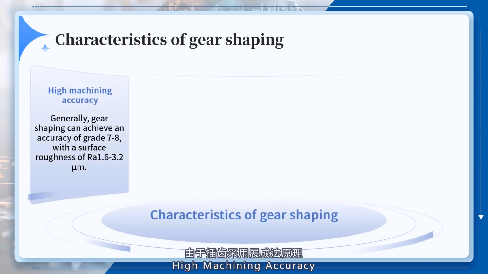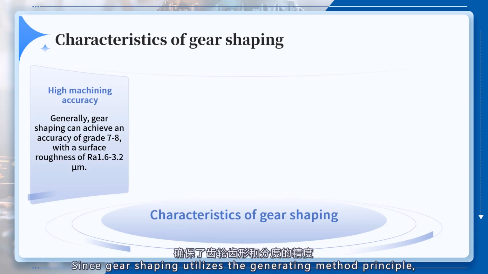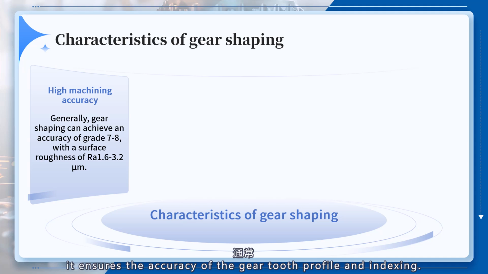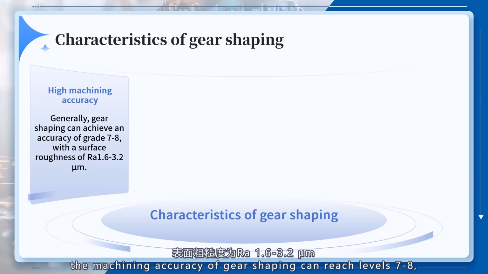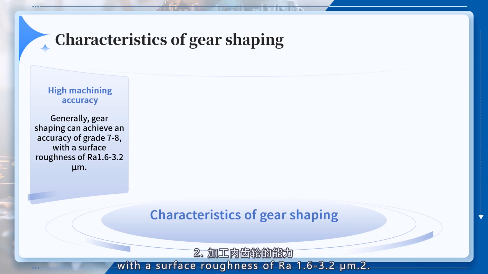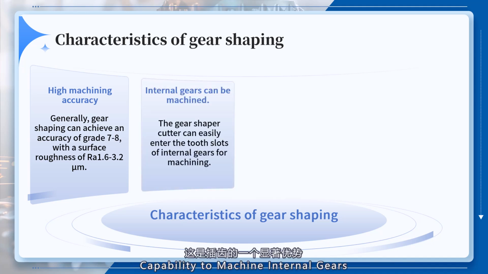1. High machining accuracy. Since gear shaping utilizes the generating method principle, it ensures the accuracy of the gear tooth profile and indexing. Generally, the machining accuracy of gear shaping can reach levels 7 to 8, with a surface roughness of Ra 1.6 to 3.2 micrometers.